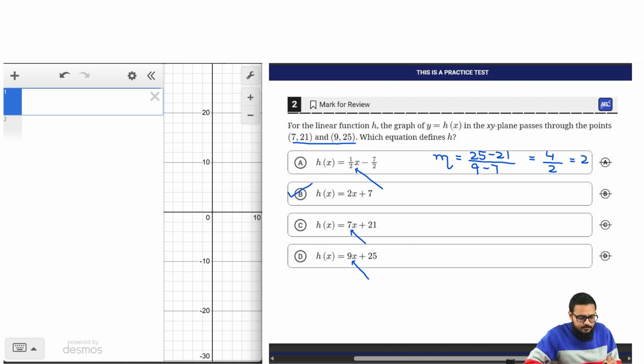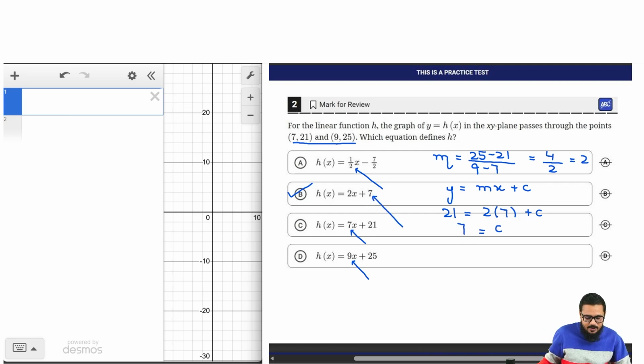But if you want to find out the y-intercept as well, you can easily do that, because we know the standard form of the equation of the line is always y equals mx plus c. Let's choose this coordinate 7, 21. So I'm putting 21 for y, and for gradient I'm going to put 2, and then x as 7, and then plus c. So 2 times 7 is 14, and 21 minus 14 is 7. So that's your answer. y equals 2x plus 7, or h of x equals 2x plus 7.